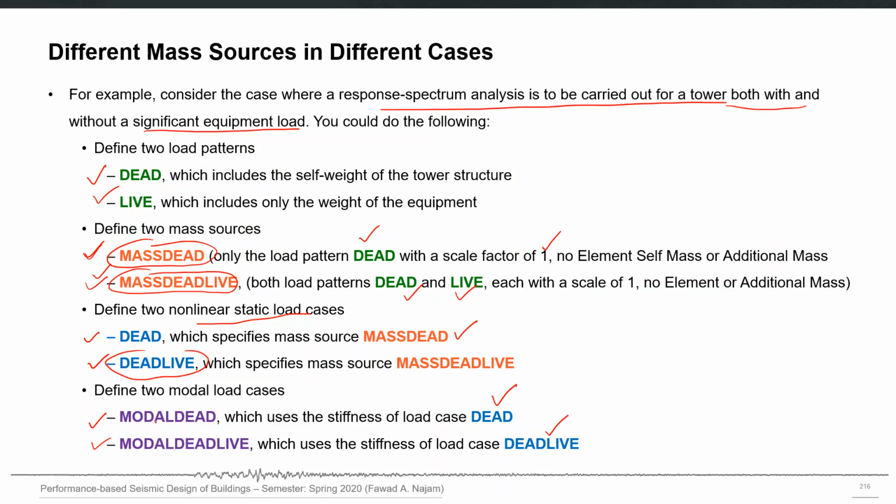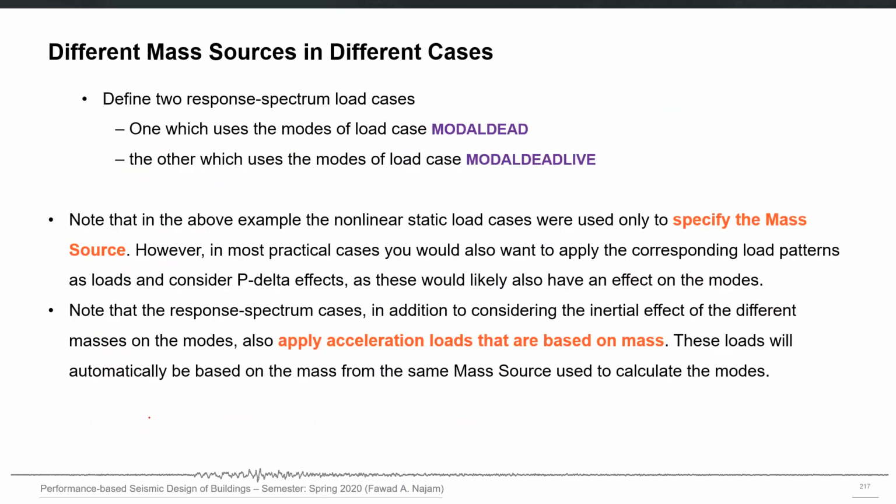So two different modal load cases will basically result in two different sets of mode shapes. One can be used in one response spectrum analysis and the other can be used in the second response spectrum analysis. So then you define two different response spectrum load cases. The one which uses modal dead load will give you the results when the equipment load was not included in the model, and the modal dead live will give you the second response spectrum case in which you will add this load case. It will give you the results when the equipment load is also included in the analysis.